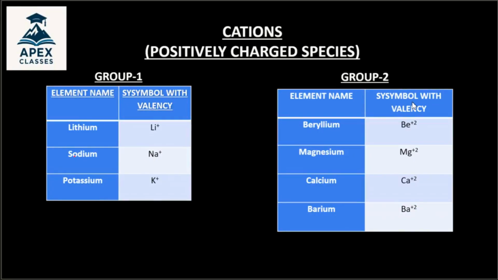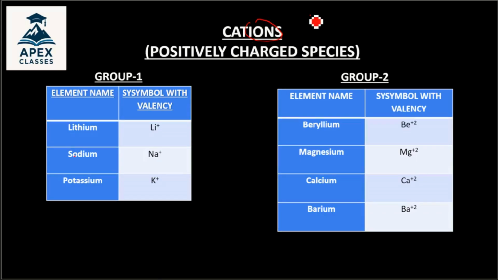So let's first start with cations. Now see, what are cations? Cations are positively charged particles. The word ion is there. Now see, what does ion mean?